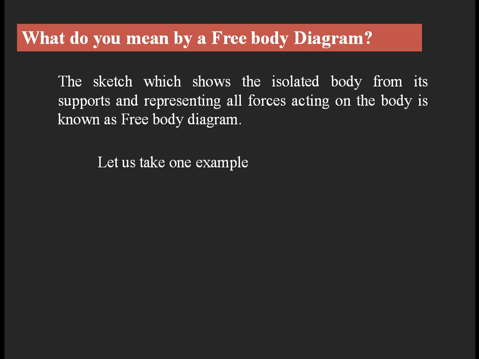So first we'll take one example. Here this circular body is hanging with a string which is connected to a wall. Consider it as a wall. From the wall, it is hung by using a string. Here we know that the weight will be acting downwards. That is W, I am saying here, and it is resting on the wall at a point A.